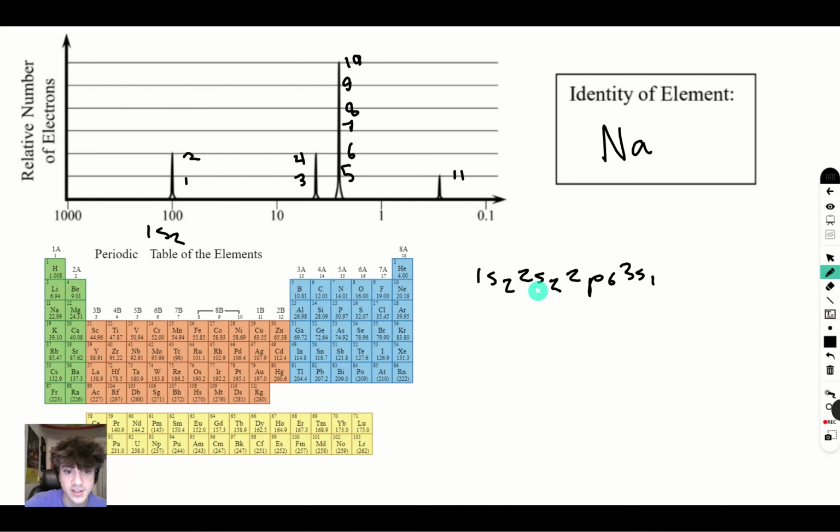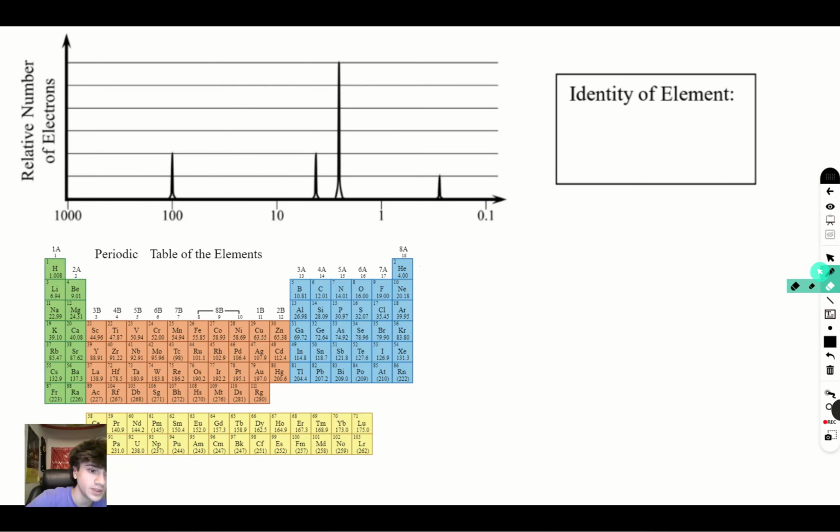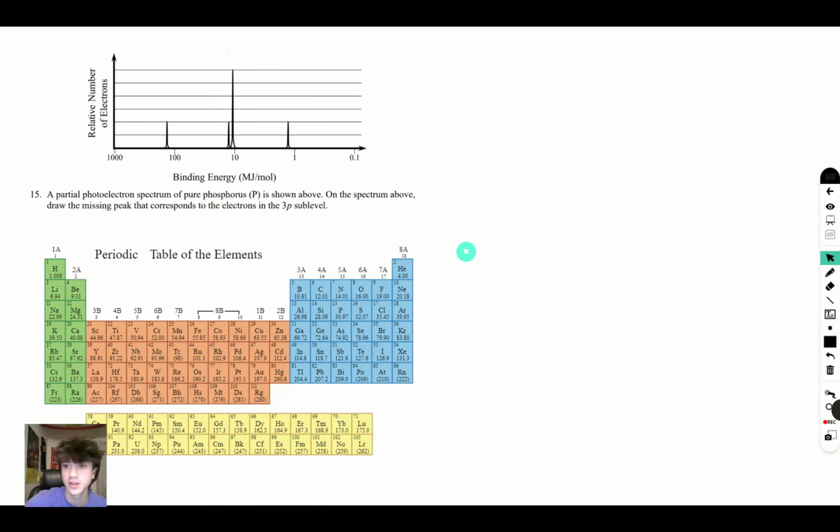So then the second one is going to be the second closest. This is going to be the 2s orbital. I didn't need to write this 2 because that's given by the fact that this peak is 2 electrons tall. Here we have 2p, and here we have 3s. All right, let's move on to the next question.